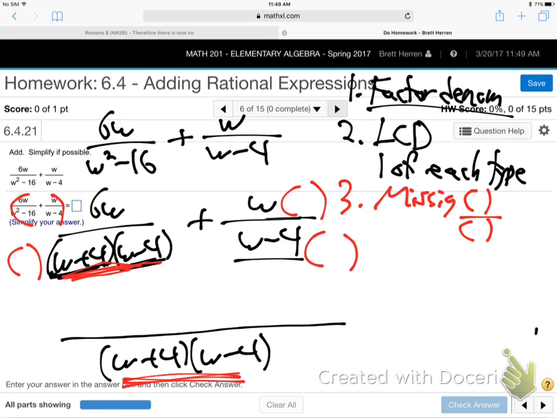Great. Then don't do anything to the top either. Just bring the 6W straight down. No messing around. Does that make sense? That first denominator didn't need anything. It wasn't missing anything. It already had the whole common. So you don't do anything to the bottom, you don't do anything to the top. Just bring down the 6W unchanged. The top does not change because the bottom didn't change. Top and bottom still the same as they were.